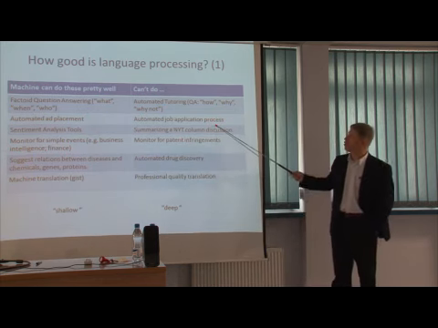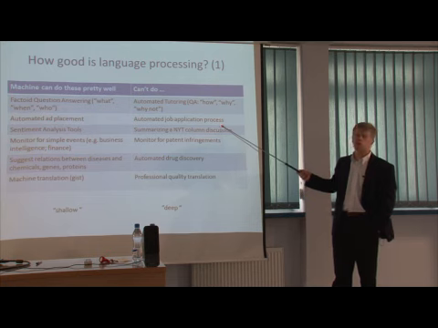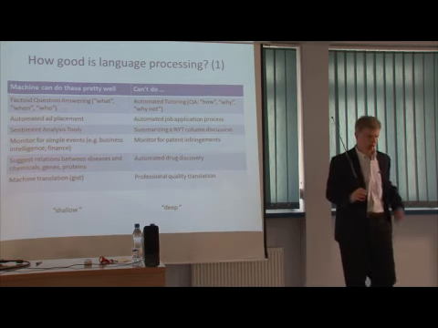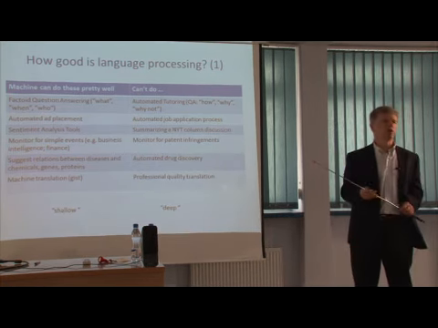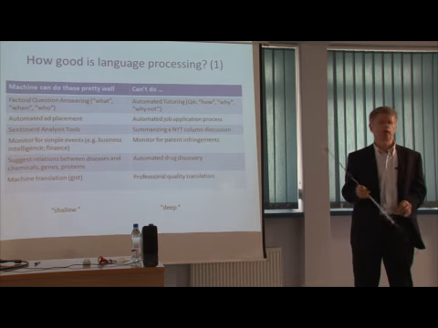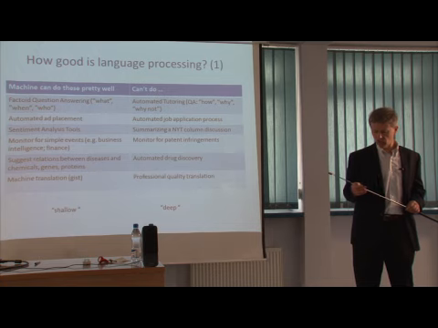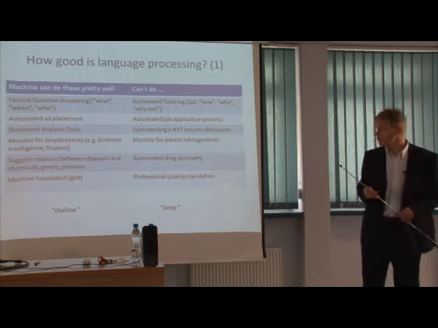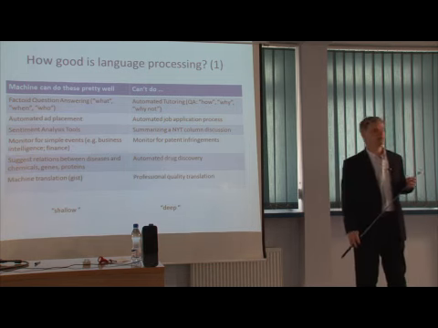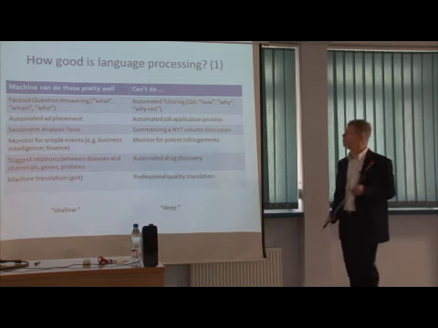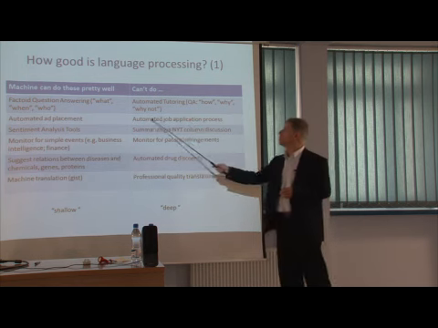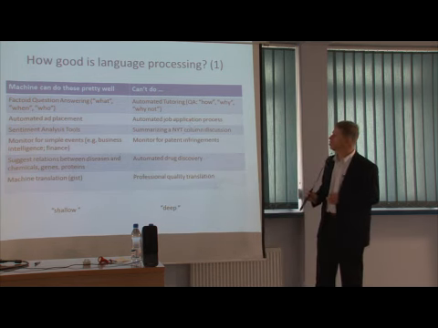But machines can't automate the job application process. That is, I can't go to LinkedIn, input my data, and say, find me a job. The best LinkedIn can do is take my data and send me a list of opportunities for which I can apply. But still, I would be making the decision, not the machine.